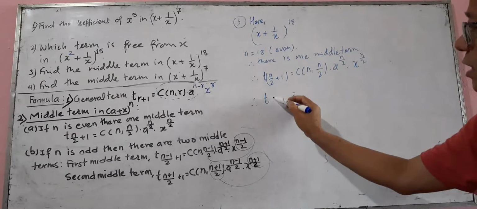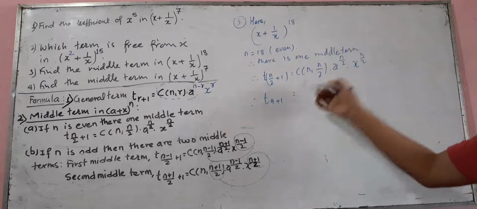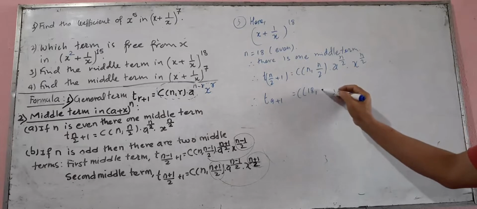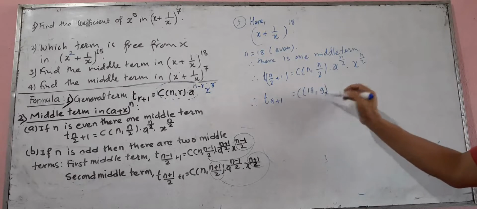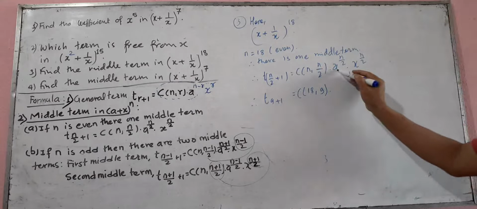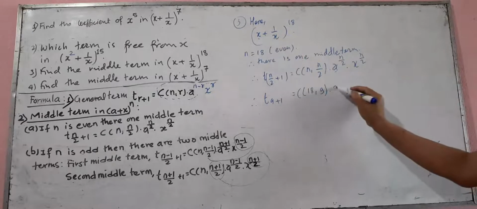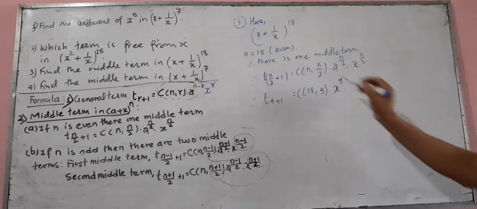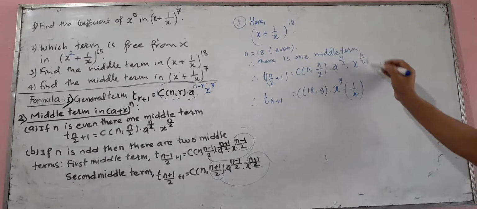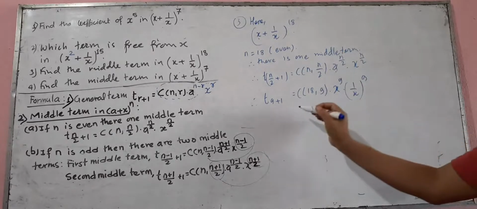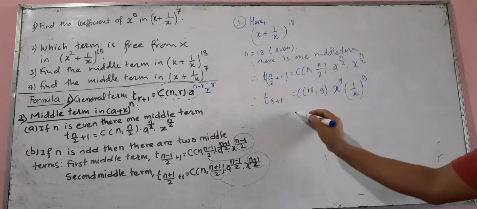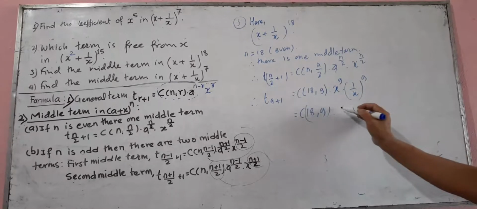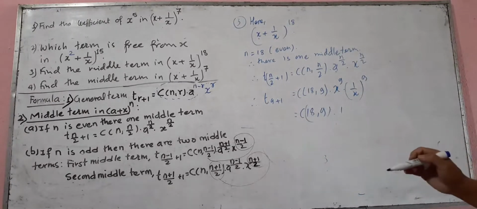N is 18, 18 by 2, that is 9, plus 1, C(18, n by 2), that is 9, 18 by 2 is 9. a, that is the first term, is x, and the second term is 1 by x whole power n by 2, that is 9. So x to the power 9 and x to the power 9 cancel to each other, C(18, 9), and this means 1.